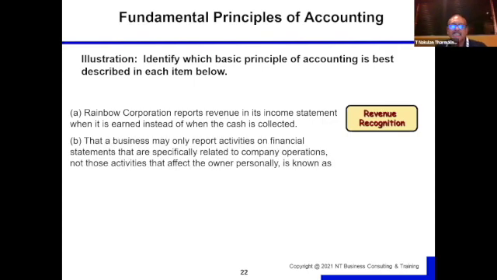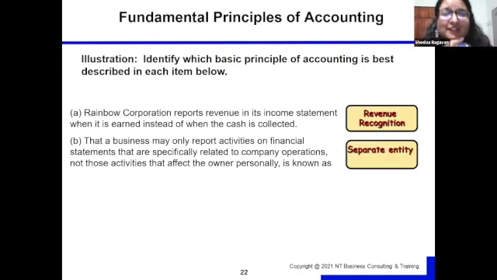Revenue recognition. A business may only report activities on the financial statements that are specifically related to the company's operations, not those activities that affect the owner personally. This is known as what? You've got to separate the business and the owner. Separate business entity? Correct. Separate entity concept, right? Keeping them separate.